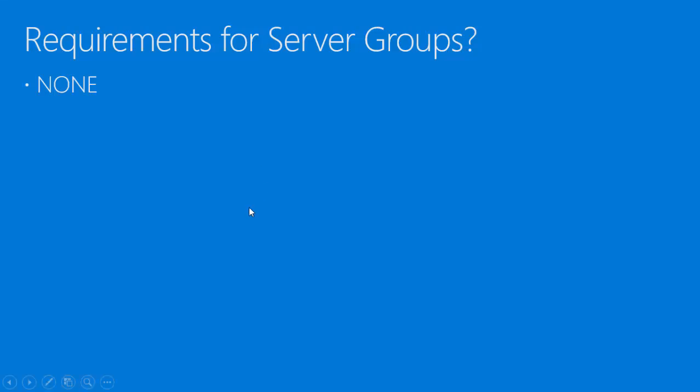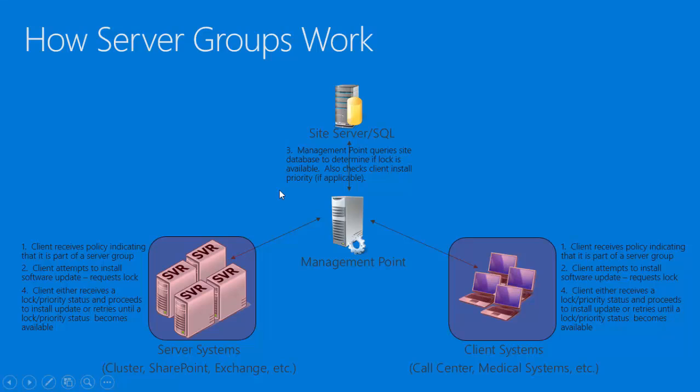So how does this work? How do server groups work? This is a diagram I put together trying to illustrate how server groups work. Pretty simple diagram, but a pretty simple process at the same time to conceptualize anyway. On the left-hand side, you have a group of servers. On the right-hand side, you have a group of client systems, workstations, right? Maybe call center, medical devices. On the server side, clusters, SharePoint, Exchange, whatever, right?